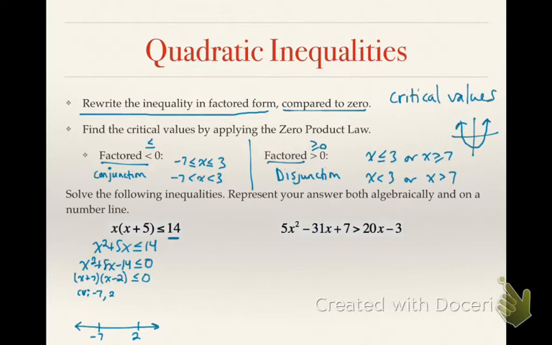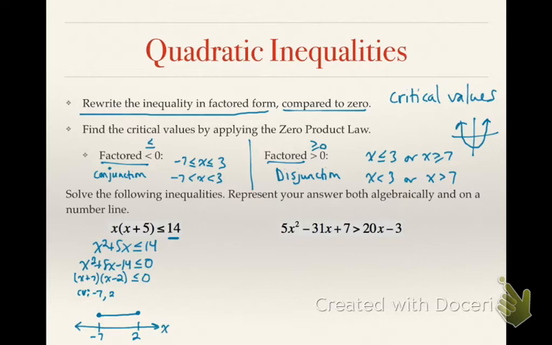And we have filled in circles because we have a less than or equal to. Whenever you have an equal to there, you're going to have filled in circles. If it was just strictly less than, they'd be open circles. Now because it is less than, that means we're going to have a conjunction.